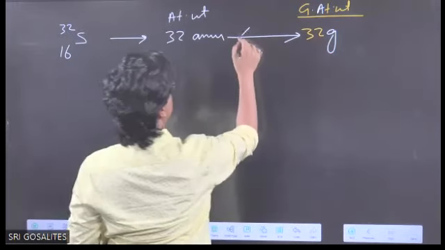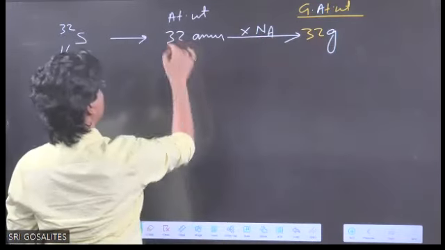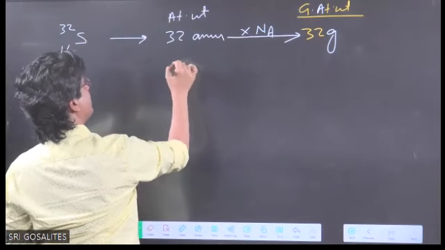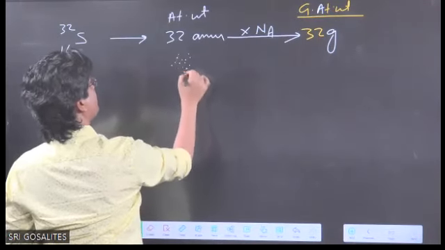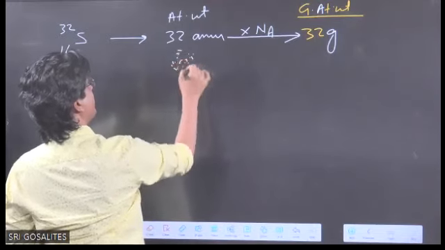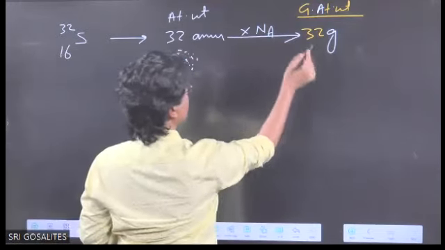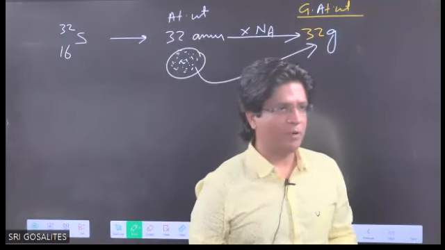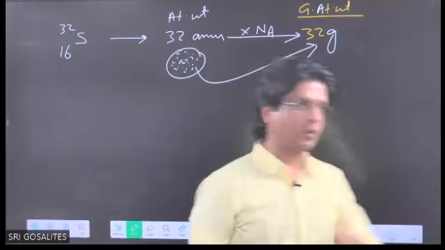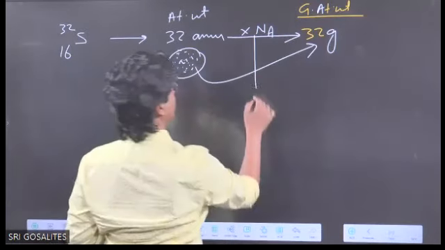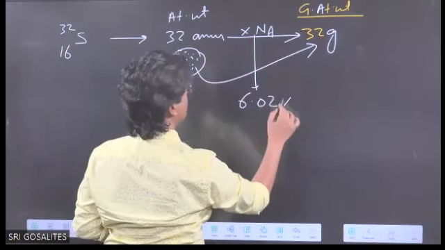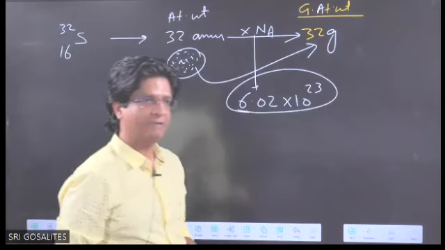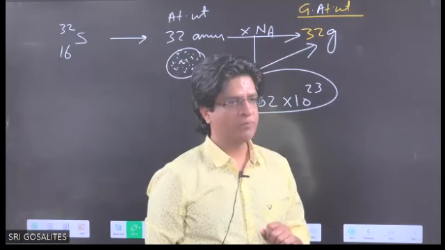So this will be into Na. The moment I collect, suppose these are individual sulfur atoms, but if I take Avogadro number of sulfur atoms, these many, I'll get 32 gram of sulfur. 32 gram of sulfur, that will be 1 mole. So this is nothing but 6.02 into 10 to power of 23 particles. Yes or no? Everyone got it or not? Is that clear?